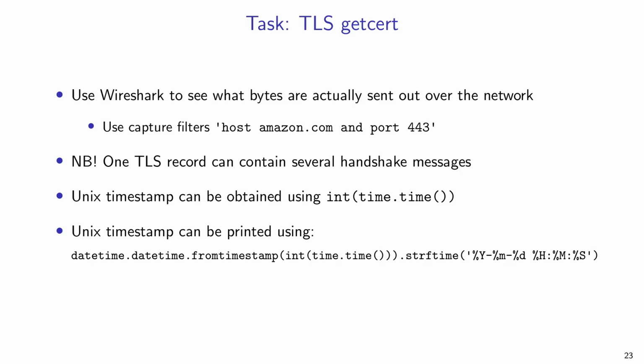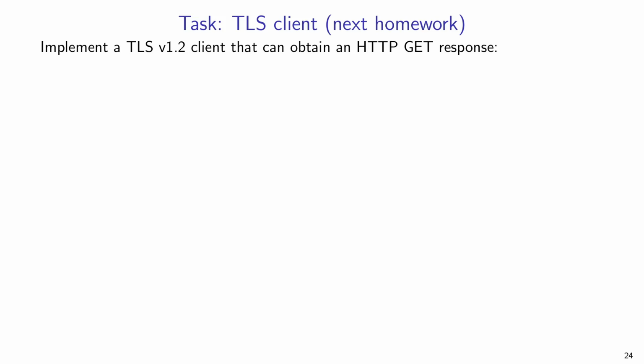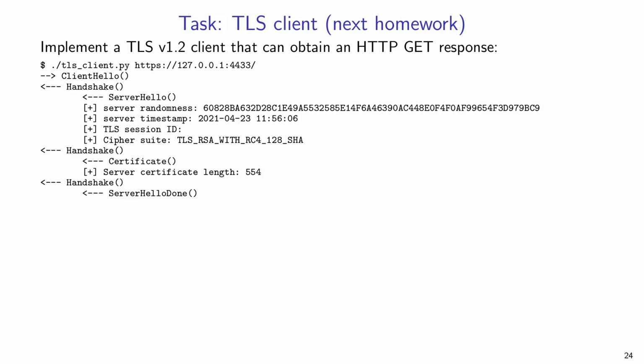The topics covered in this lecture contain all the information needed to also implement the next homework task. Therefore, in the next couple of slides, I will provide the instructions for the next homework task. So the next homework task is to implement a TLS version 1.2 client that can obtain an HTTP GET response. TLS client.py receives the URL as an argument. Here we can specify the port number if it is not the standard HTTPS port 443. So this is the part you already implemented in the TLS getcert homework.